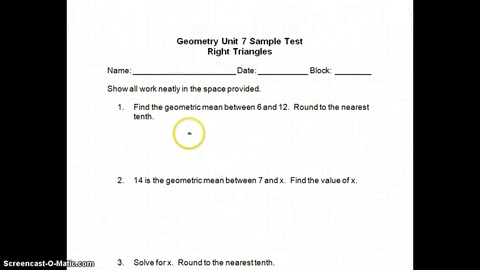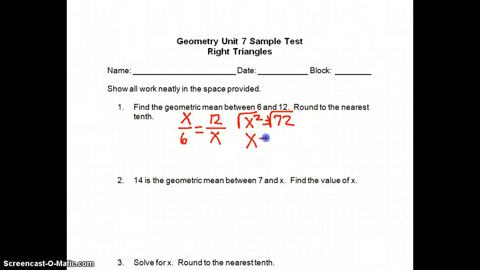Okay. Find the geometric mean between 6 and 12, round to the nearest tenth. Since we don't know the geometric mean, that's going to be our variable. And we know the geometric mean always goes on the diagonal. So 6 and 12 are going to go here. Cross multiply, we've got x squared equals 72. Both sides are going to take the square root. So we've got x equals 8.5.